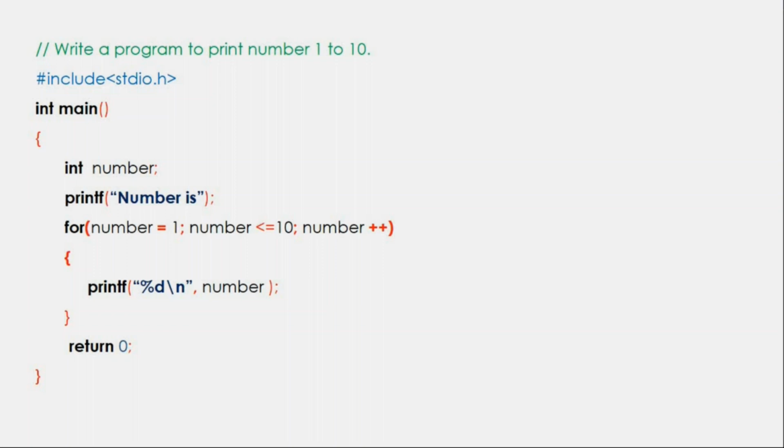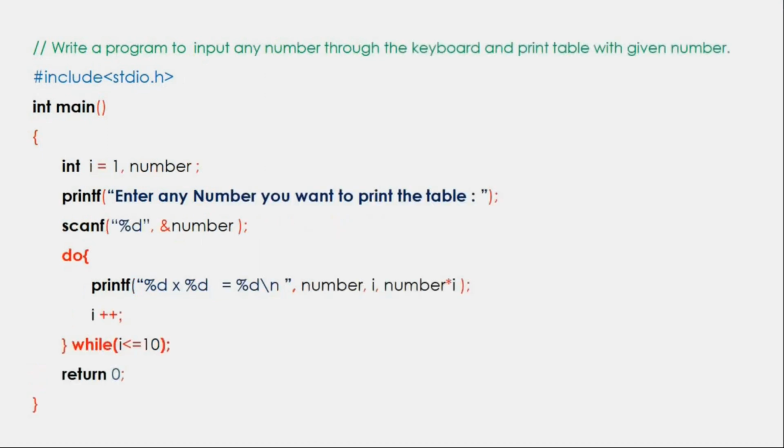Let's see another example of a do while loop to implement in a for loop. Write a program to input any number through the keyboard and print the table of the given number. This question we already discussed in the previous video through while and do while loop. So, I am implementing this question through a for loop.